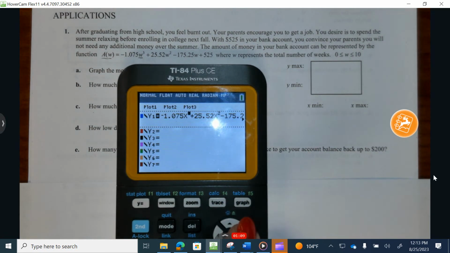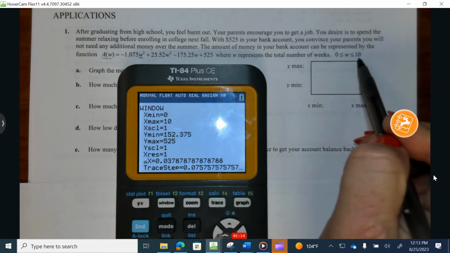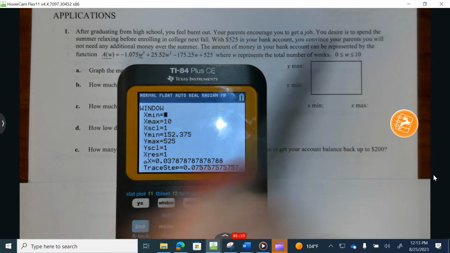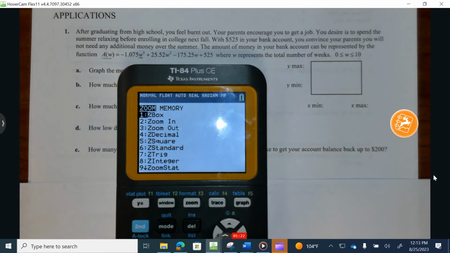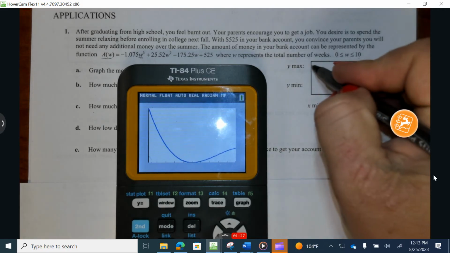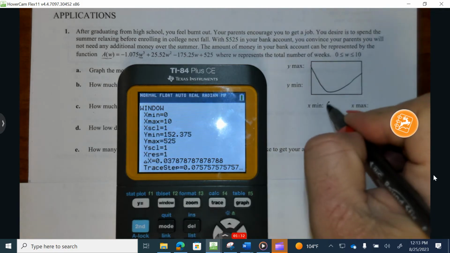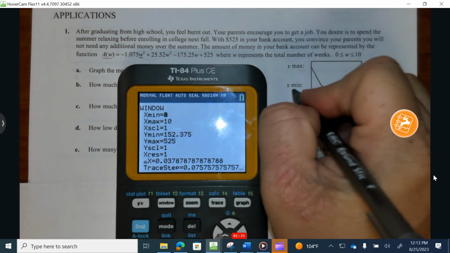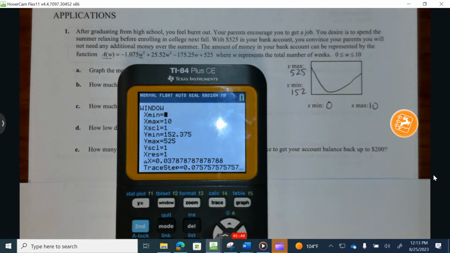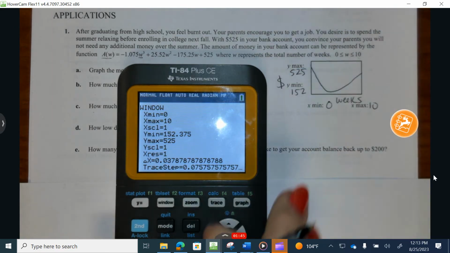Now I've gone ahead and plugged in this equation and went through to make sure there were no additional mistakes. Then I'm going to go up to Window. It already provides us the domain. It gives us the lowest X and lowest Y. I'm going to hit Zoom Fit. And now I'm going to graph this in the appropriate window. 0 to 10 is your minimum and maximum for X, and 152 to 525 is your minimum and maximum for Y's. Remember, this is your bank account, and this is the number of weeks.